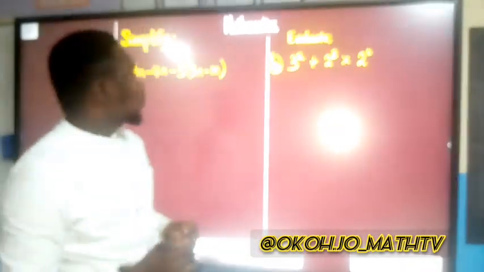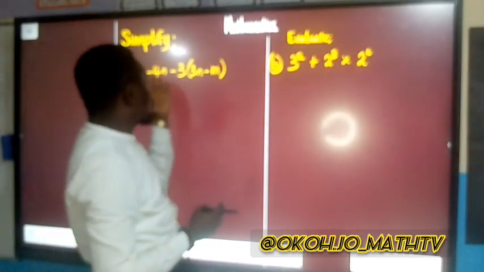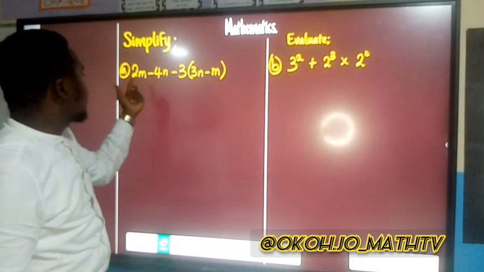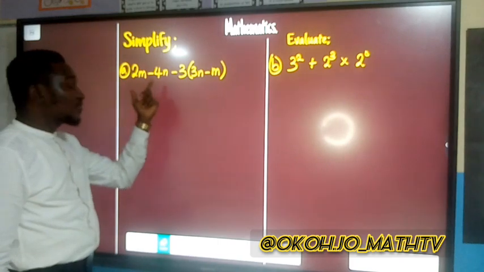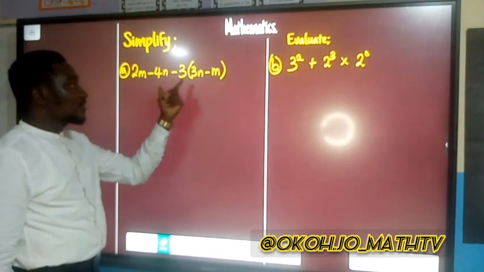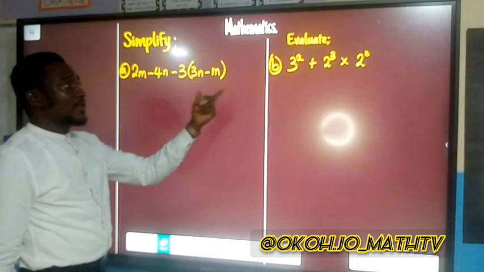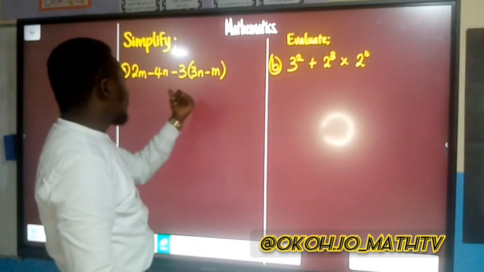I want to quickly look at these two questions. Simplify 2n minus 4n minus 3 into 3n minus n. And this is to evaluate this. So let's start from here.